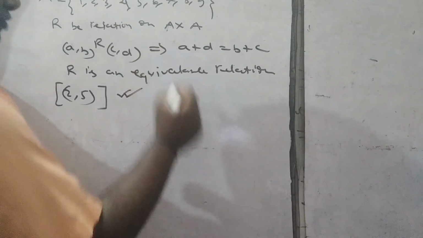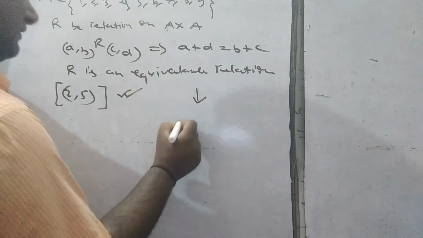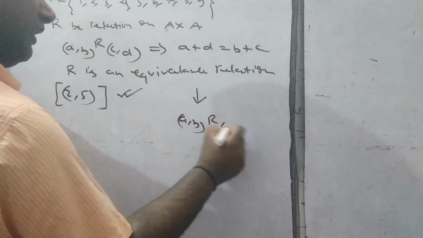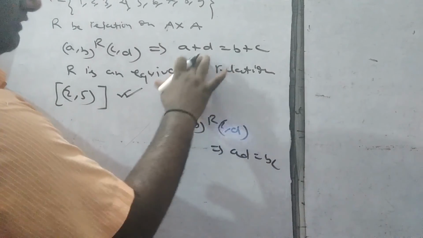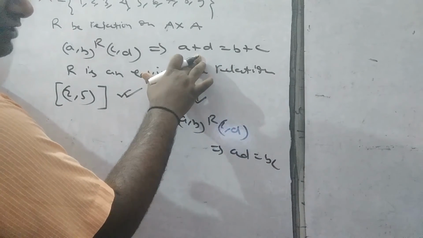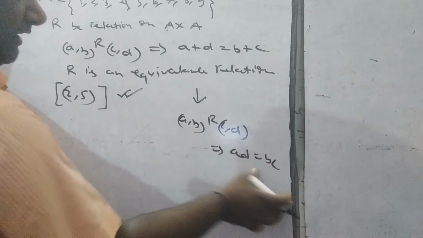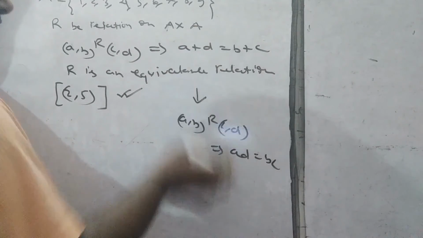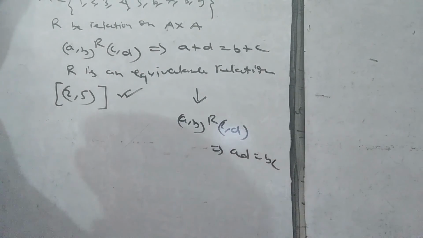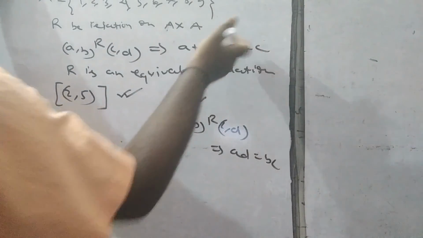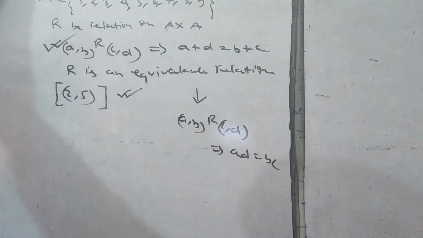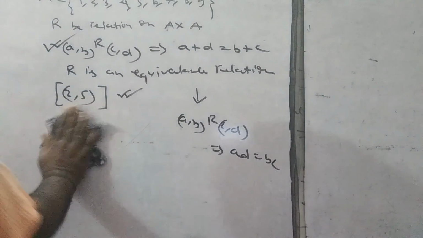And based upon this question, one question is also asked as (a, b) related to (c, d) such that ad is equal to bc. See, the sign of addition is replaced by multiplication. In the same way, we can proceed for both the questions. I am going to do this equivalence relation plus this relation. So see how it is an equivalence relation.